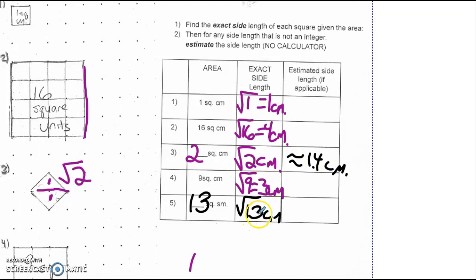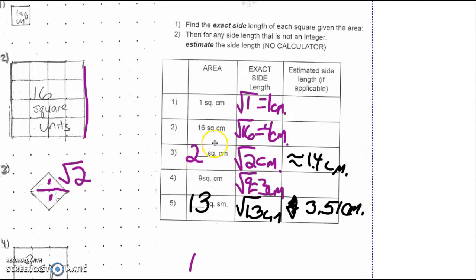Well, the square root of 13, if that's the side length, well, let's see, the square root of 13 is in between 9 and 16. It's a little closer to 16, so the square root of 9 is 3. The square root of 16 is 4. So I'm going to say this is going to be about 3.5 centimeters. I don't know, maybe 3.51 centimeters. There you go.